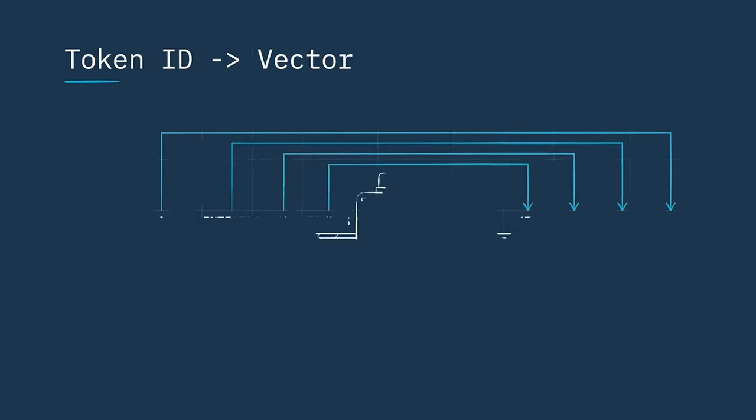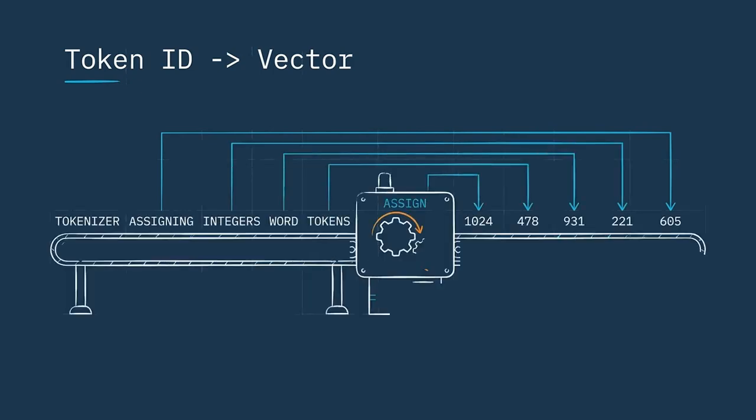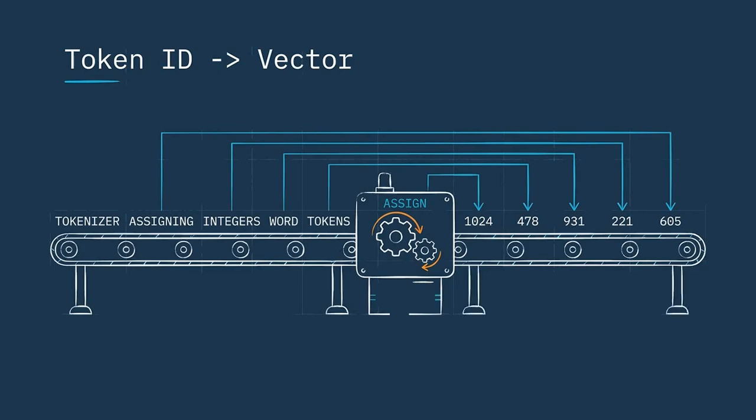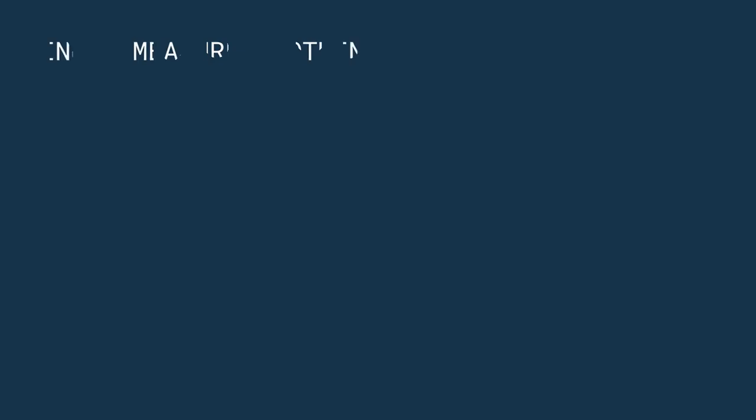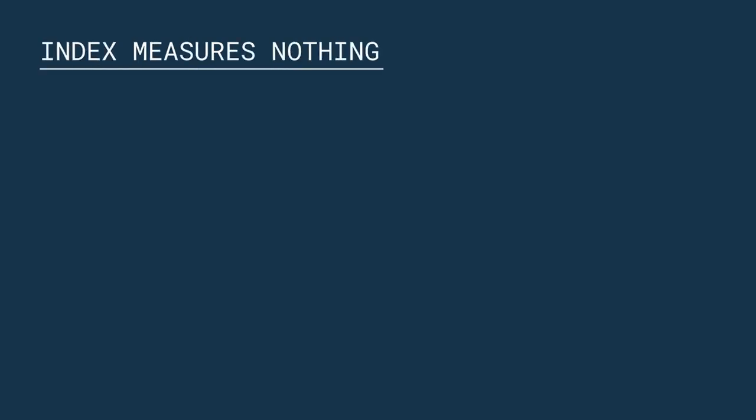One token ID goes in, one vector comes out, a fixed-width row of numbers the model can use. The ID deserves some suspicion. A tokenizer assigns each token an integer, but that integer is only an arbitrary index. Two IDs that are numerically close are not close in meaning. The number marks a position in a list. It measures nothing. So where does the vector come from?